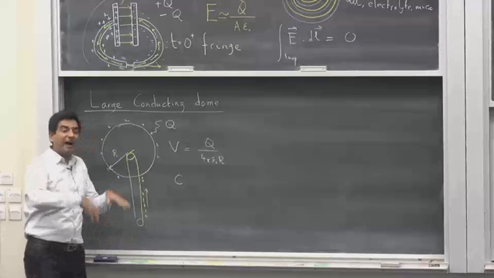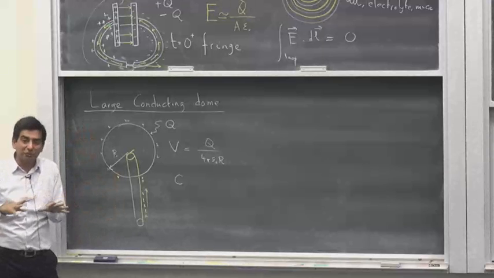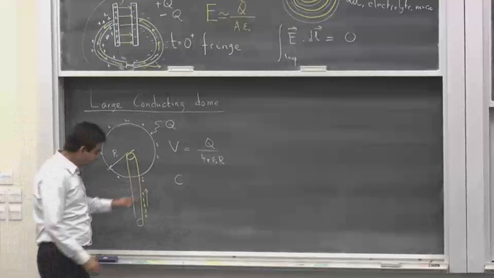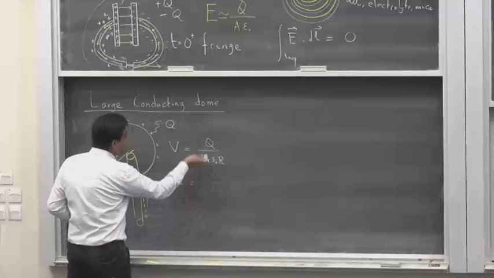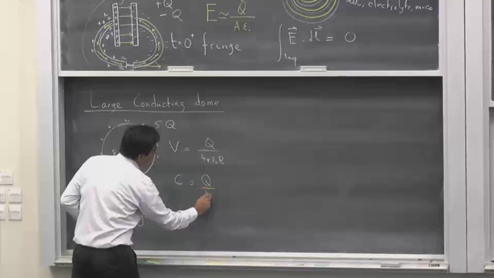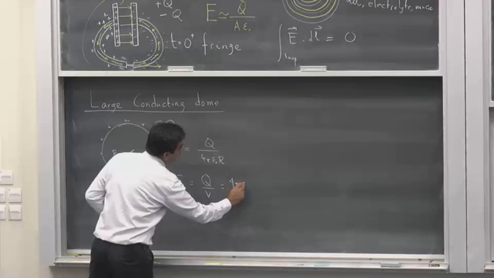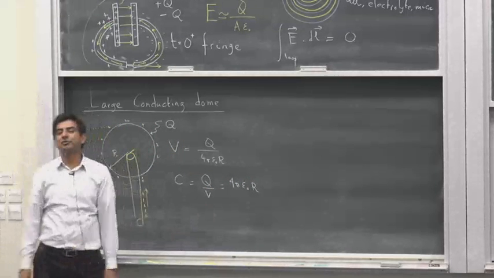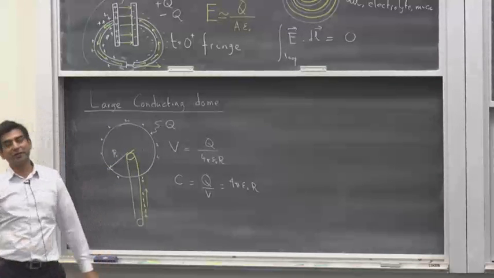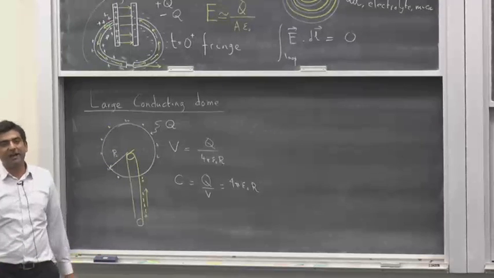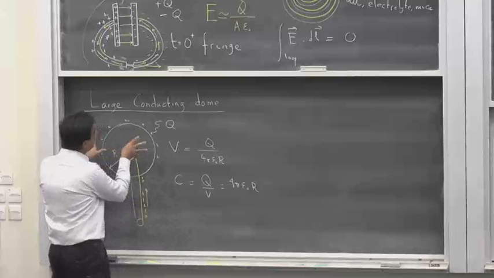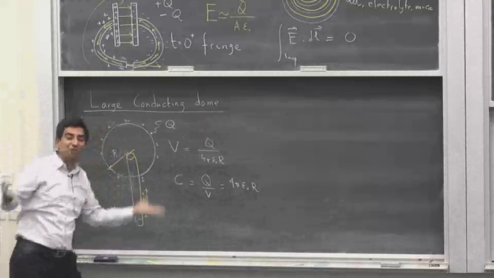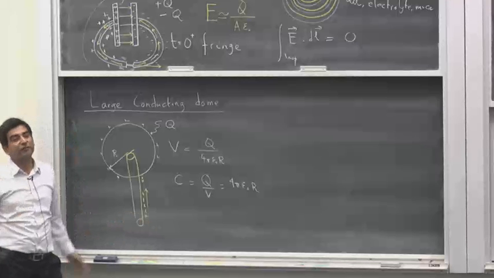Now we would like to see how much charge it can hold when it has been charged to, say, 10,000 volts. So that capacitance is given by Q over V, simply 4 pi epsilon naught R. So the bigger the radius of the dome, the more charge it can hold per unit potential difference. If it's charged to 10,000 volts, a bigger surface can hold more charge for the same voltage.